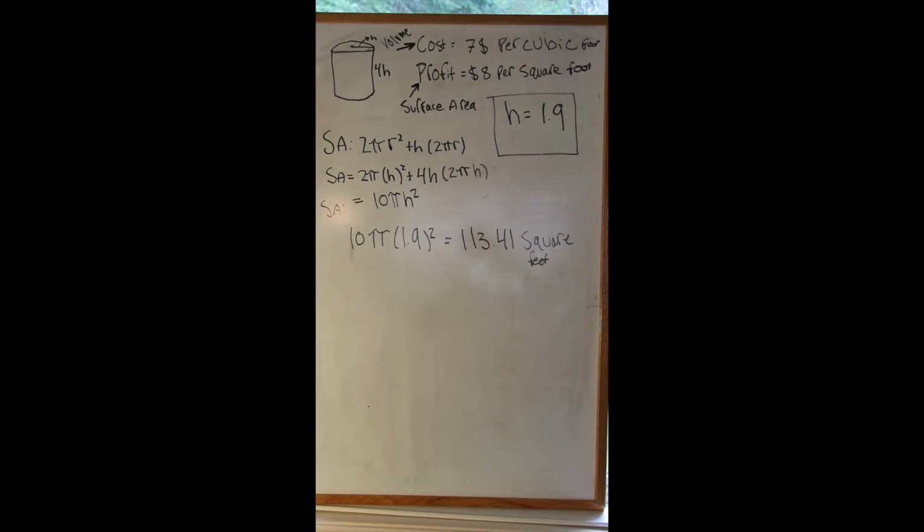Okay, so the second part of the problem asked us to find how many square feet you would need in order to maximize the profit. And so we already found h in the last part of the video, so now we just need to take h and plug it into what we already found for the surface area. So we've taken the surface area equation, as I previously explained, and plugged in h for all the variables so that our only variable is h. We know h is 1.9, so we plug h into it and we get 113.41 square feet, which would give us a maximized profit.